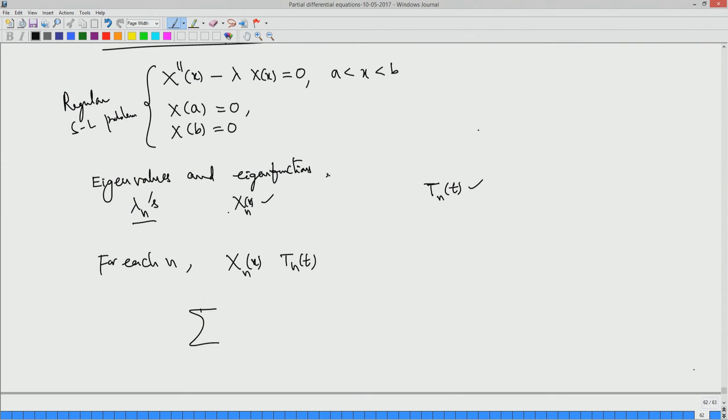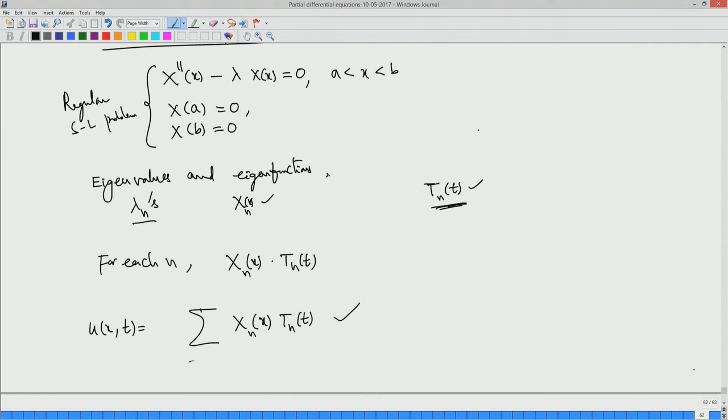Let us not write the limits here because we have not yet seen what the eigenvalues are. So, you make a sum over the discrete index n of X_n(x) T_n(t). This sum you call u(x,t), and this is the general solution. It is the general solution because for each n this product is a solution, and any constant C_n times it is also a solution. So, these arbitrary constants may be involved for each n inside here.